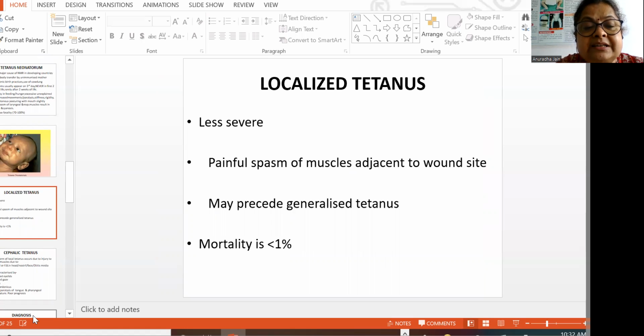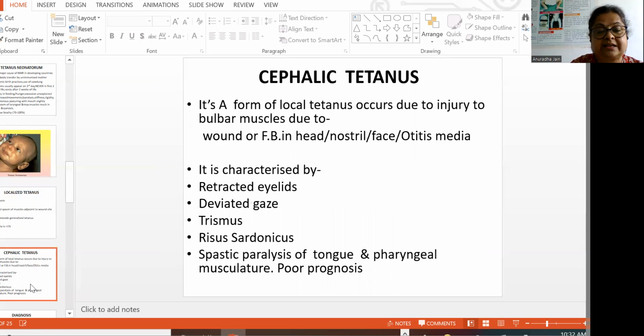The third form is localized tetanus. It is less severe. Painful spasm of muscles adjacent to the wound site only may precede generalized tetanus. But if it is untreated, if the wound is not taken care of, then the infection may travel upwards or it may travel to the CNS, and then it may cause generalized tetanus. Mortality is less than 1%, because usually it is treated there only and doesn't progress. So mortality is very low, and this is the least dangerous form of tetanus.